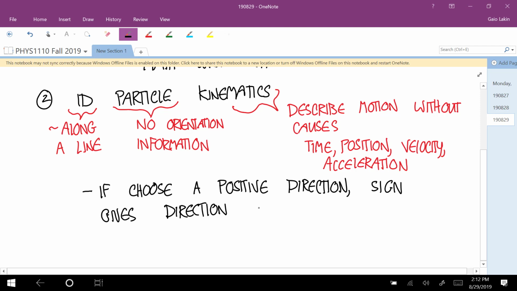Does that make sense? Like if you choose that positive is going to represent this way and negative is going to represent that way, and then you say the position is positive 10, that positive tells you that it's in the positive direction from the 0. And if you say the position is negative 4, it means that the object is 4 meters, or whatever units you're using, in the negative direction from 0. So that sign gives you the direction of these quantities.